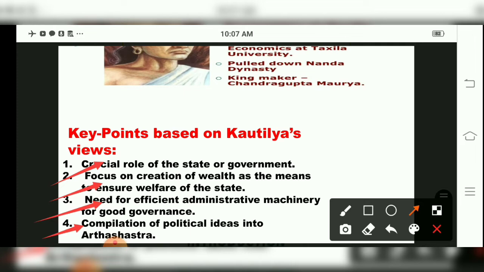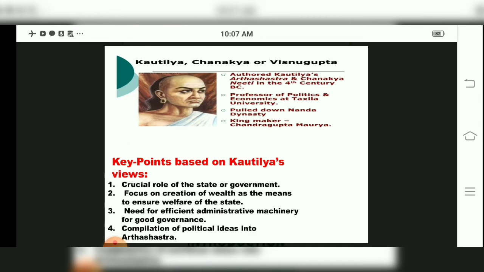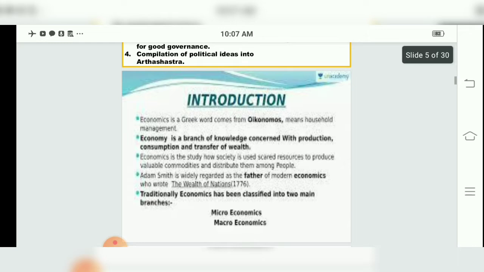That is the crucial role of the state or government, means both will participate. Welfare of the state will be noticed. Effective administrative machinery, good for government, as well as compilation of political ideas into Arthashastra will also be done.